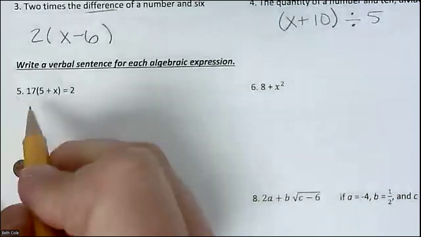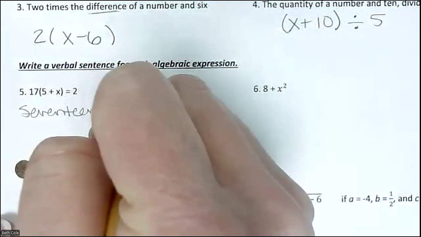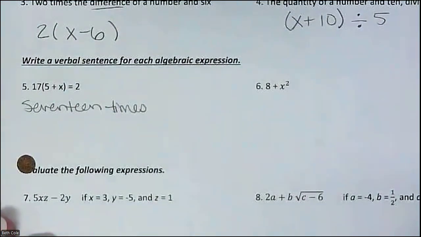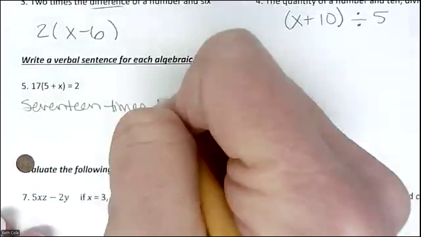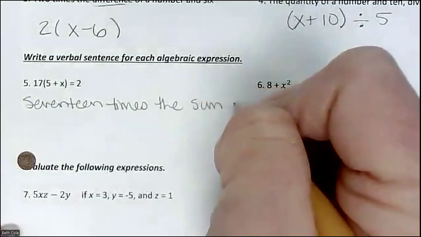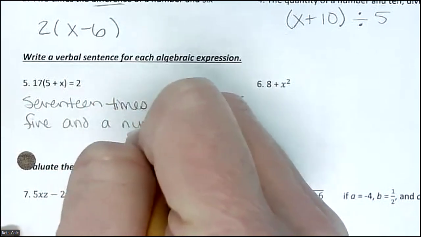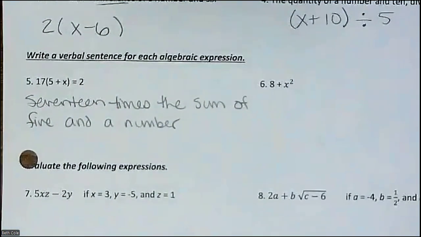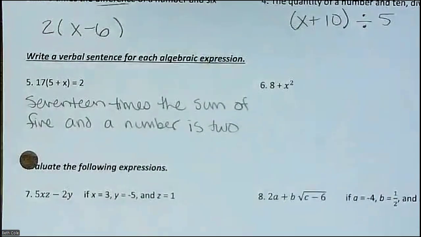Okay. For this one, you would say 17 times. Now, would we say the sum or the difference? Why sum? Adding. 17 times the sum of a 5 and a number. So 17 times the sum, because it's adding, of 5 and a number, and then to finish it off, is 2, or equals 2. Either way.